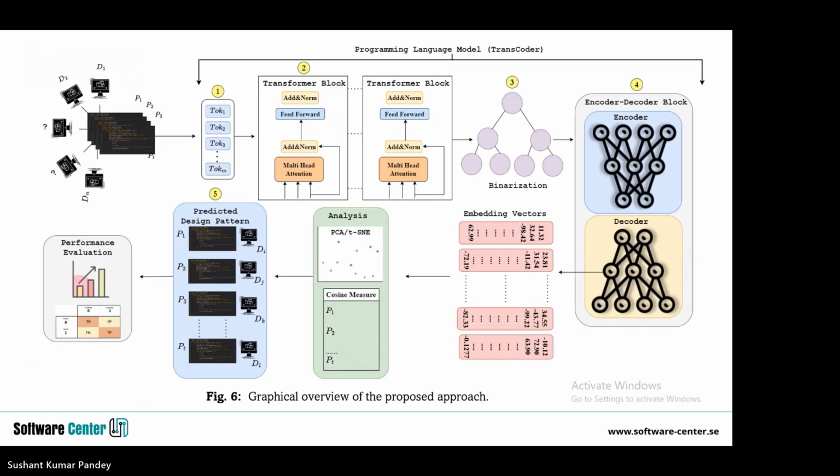So this is the graphical overview of our second work. Here we can see that the programs are fed into deep learning PLM models. We again extracted the embeddings from the decoder. Then we analyzed based on PCA, t-SNE and cosine measures. Then we predicted the design patterns and evaluated the performance. It is very similar to the first one, but in the first study we trained the model, and here we don't train the model. We are just visualizing it.